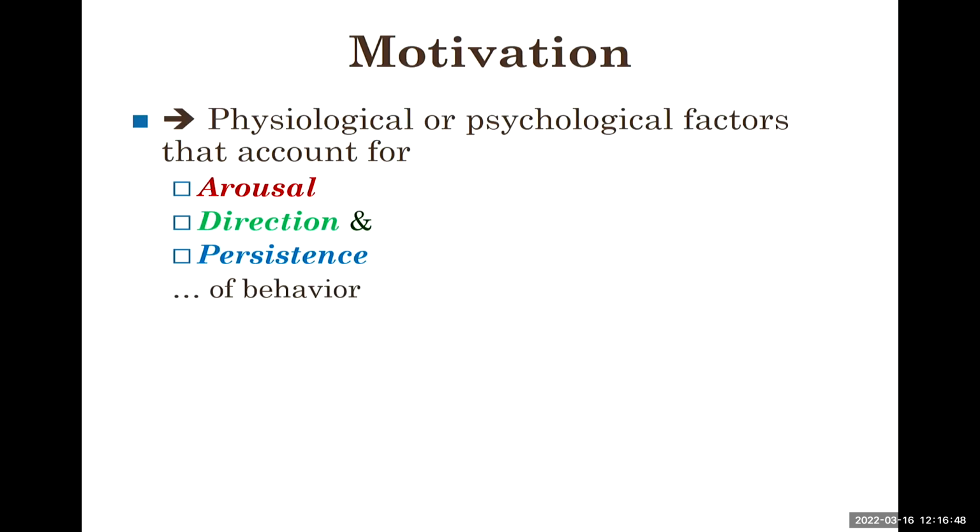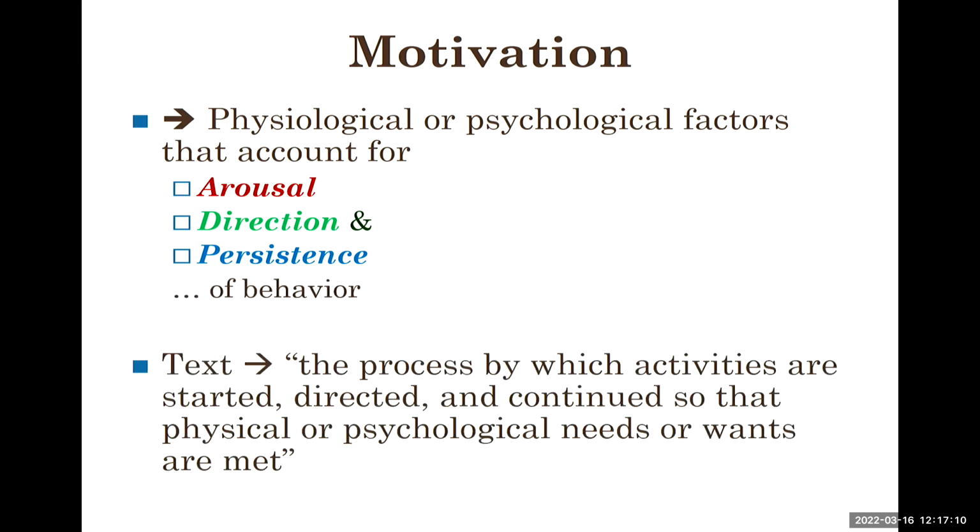The physiological or psychological factors that account for arousal, direction, and persistence of behavior. So arousal is the feeling, that initial thing that gets you moving towards or interested in doing something. The direction is the direction of your behavior. Persistence is how long it happens. So we're going to look at it in detail in a minute. Your text defines it as the process by which activities are started, directed, and continued so that physical or psychological needs or wants are met.